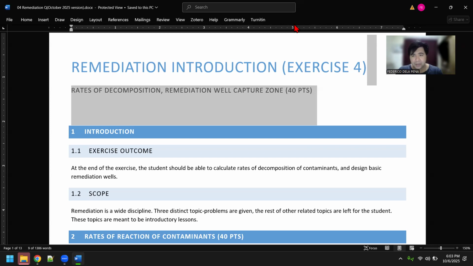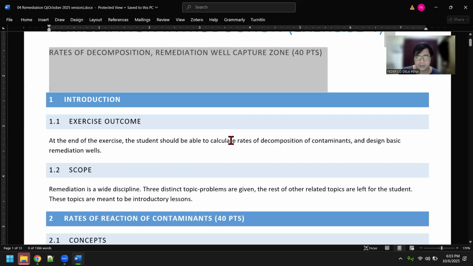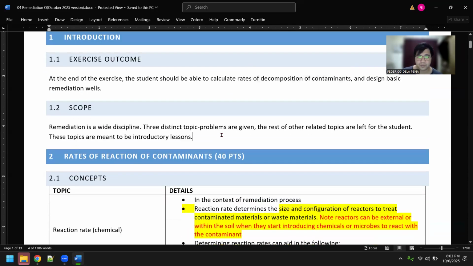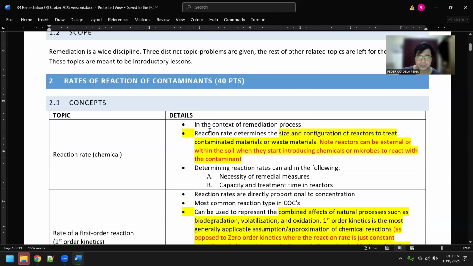Right, for today, the agenda is remediation of contaminants. Okay. And yeah, the main focus of this tutorial is the rates of decomposition, which is important in making decisions, okay, in the mitigation, right?